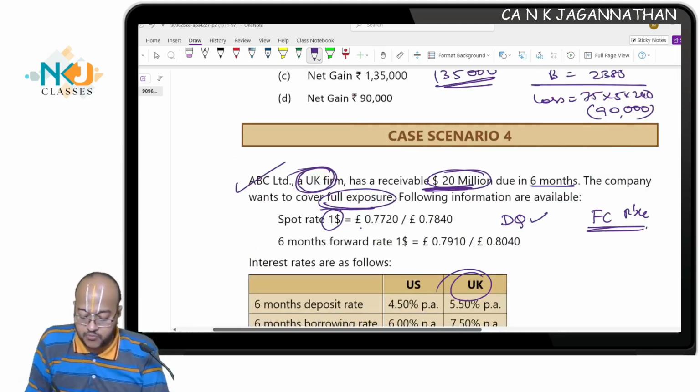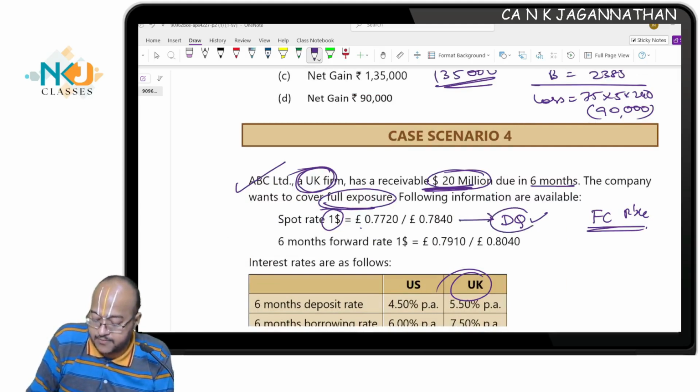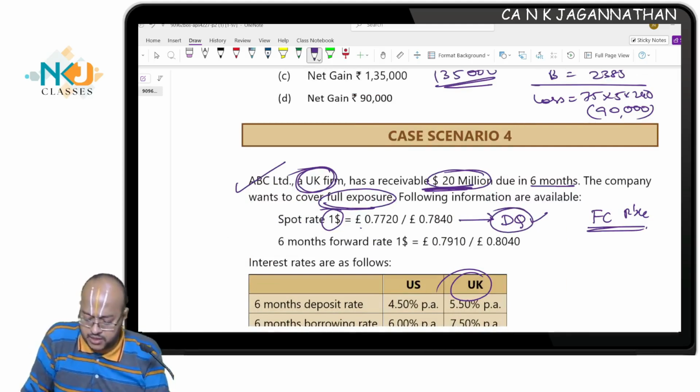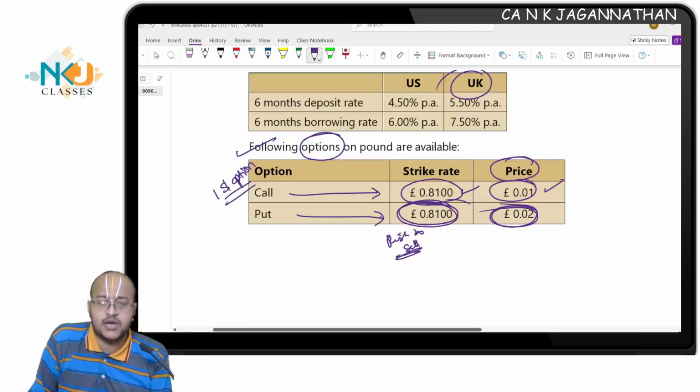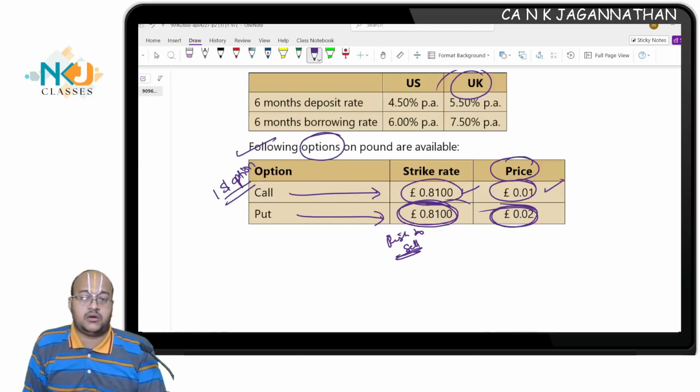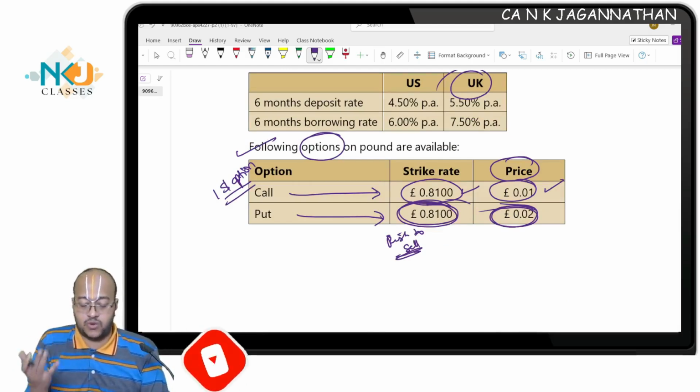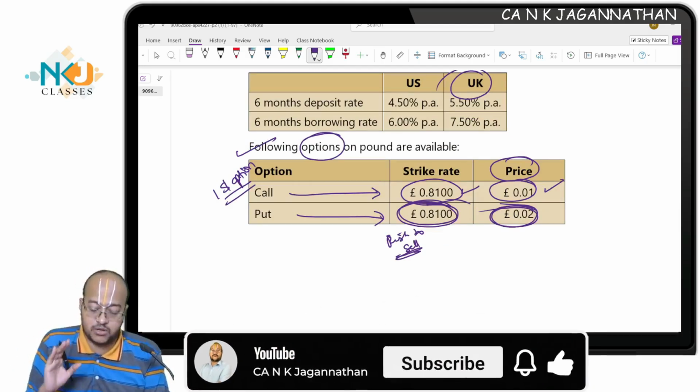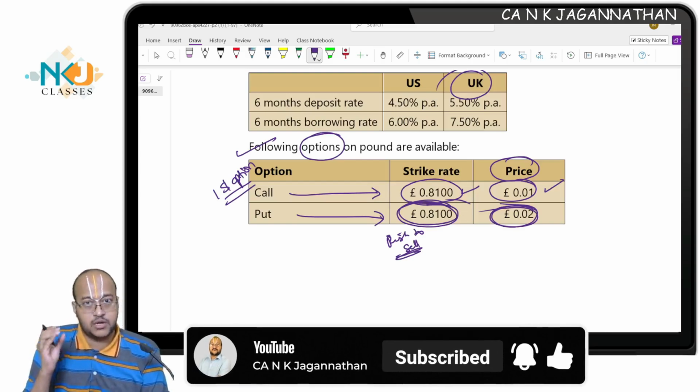One more thing is that the quote should be a direct quote. Here the option is also a quote for a currency. Which currency? The dollar option is given. So the quote for the dollar option is given, and you have to take the put option. Are you all comfortable? First, you select the option to be taken.